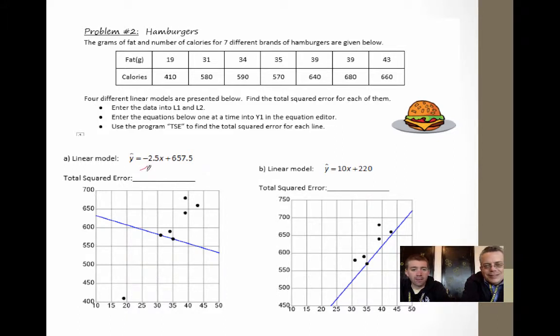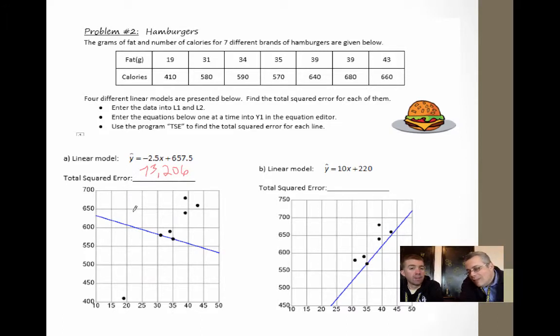73,206. Now, it's actually not the size of the number that matters, it's whether we can make it smaller. And we can actually make this dramatically smaller. We had a little program that, if you enter the data and the line, tells you the total squared error, instead of making a table for it.